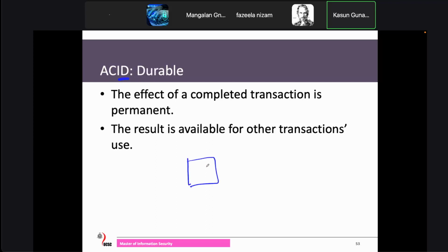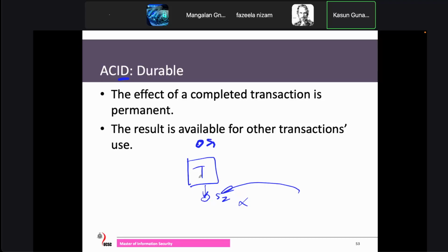So this is a transaction and there is a state S1 and it comes to S2 after execution. Let's say we come to this state and then there is a failure, right? So it doesn't matter if you restart the database, you will be able to come back to this state because the results of the transaction are permanent. The effect of a completed transaction is permanent, right? The result is available for other transactions to use after execution of a transaction.